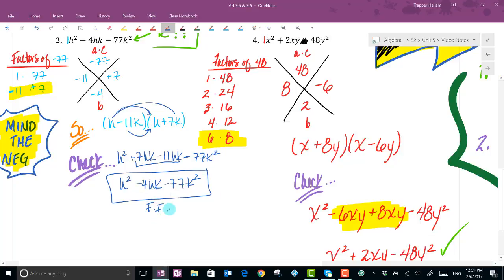Okay, so by ignoring that variable there, because we know that we're just going to tack it on, just like the h's multiply to make h squared, the k's are going to multiply to make k squared, so they have to be on the second term.